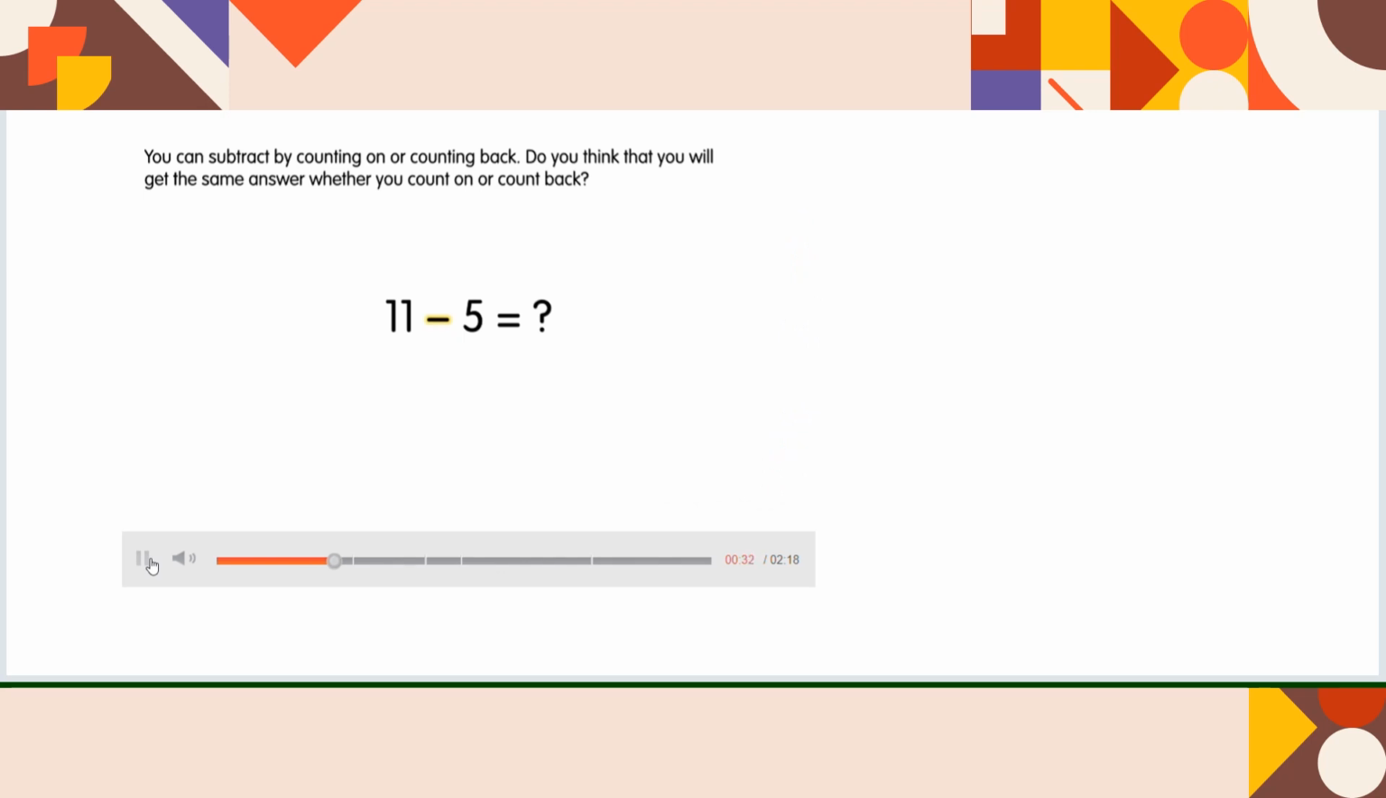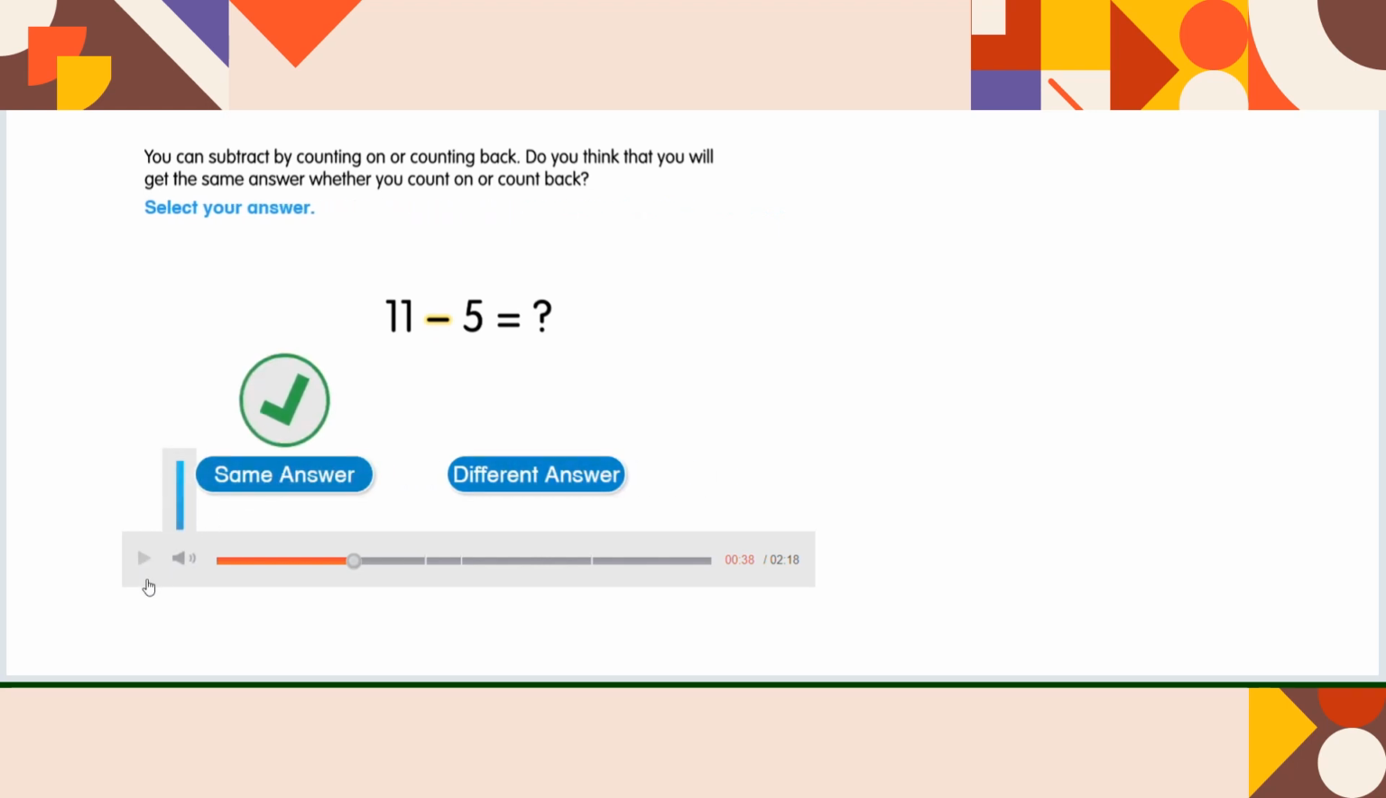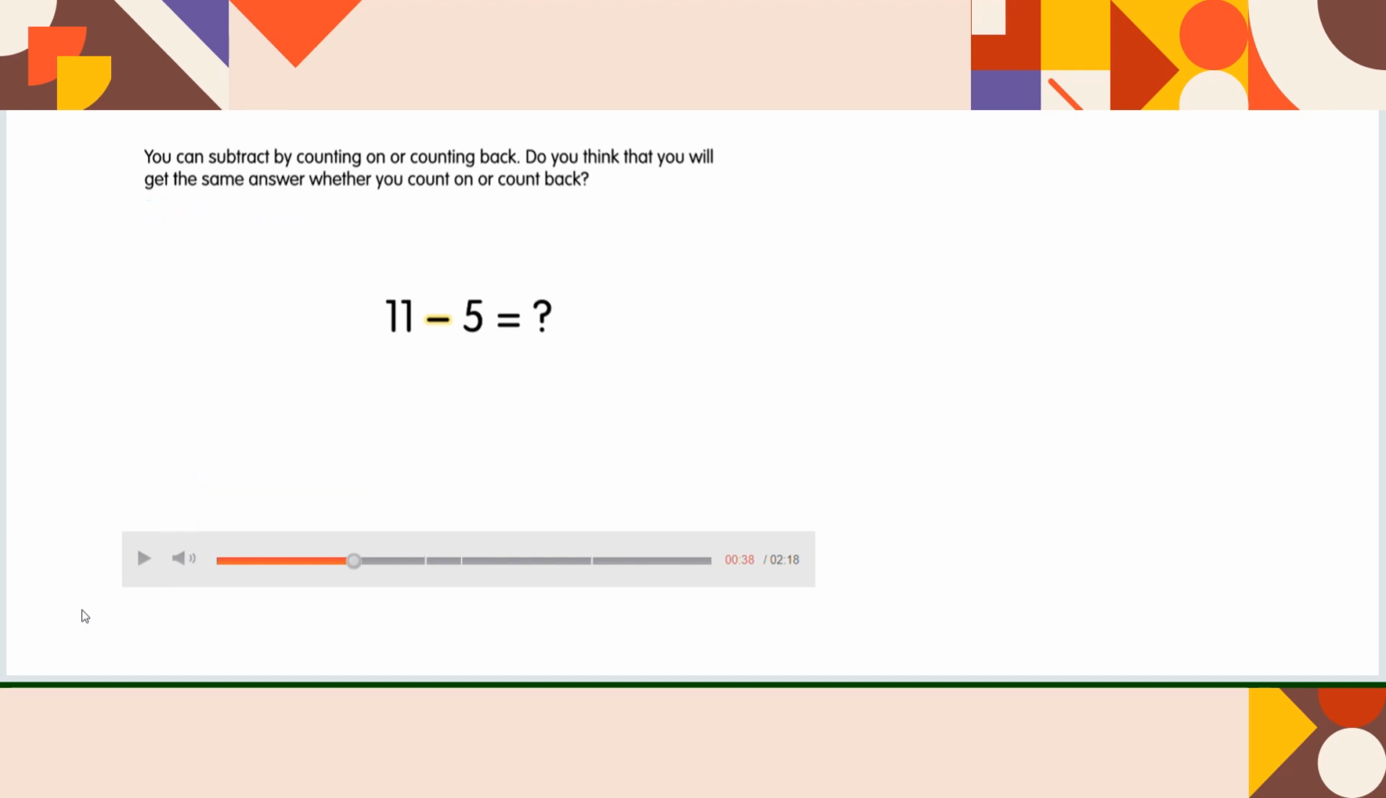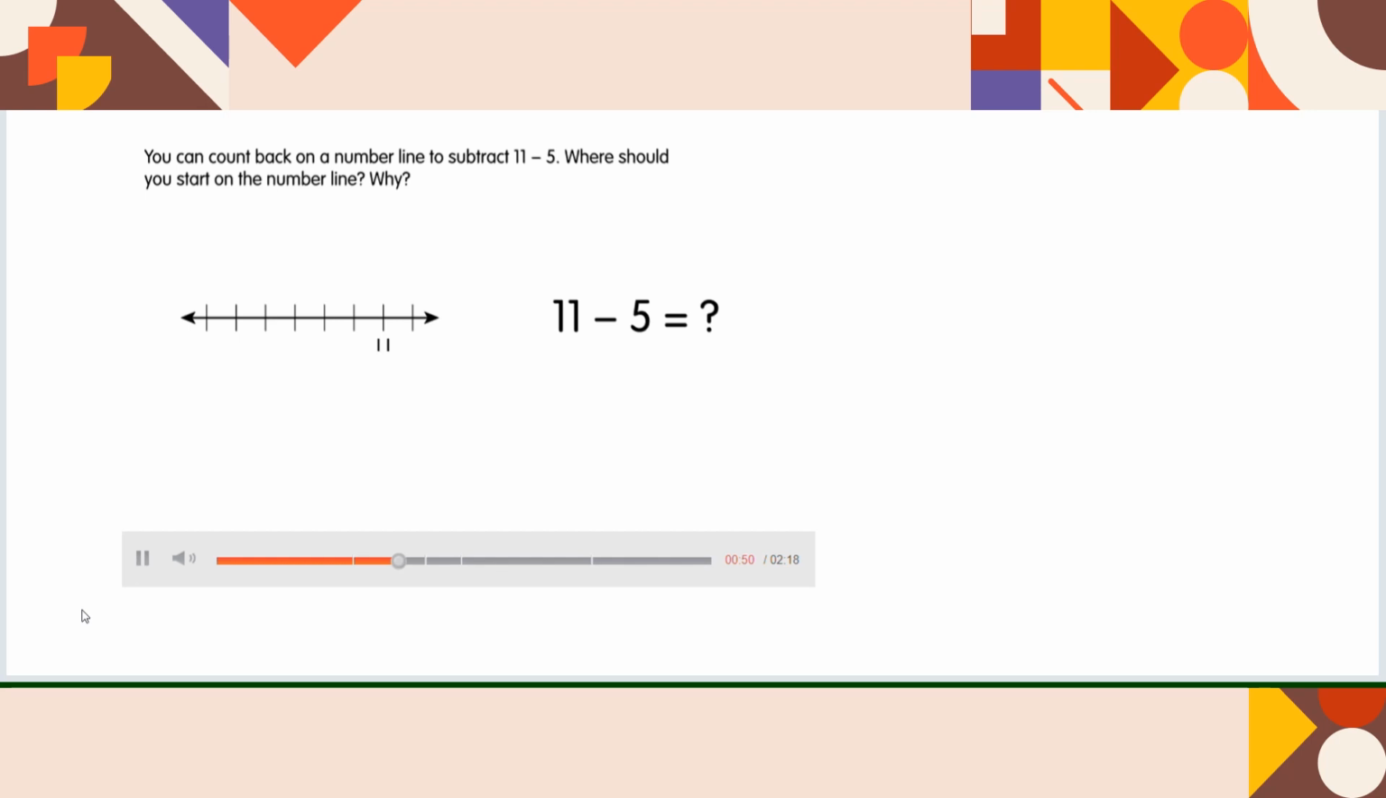Do you think that you will get the same answer whether you count on or count back? Select your answer. Yes, you will get the same answer because both counting on and counting back are ways to find 11 minus 5. You can count back on a number line to subtract 11 minus 5.